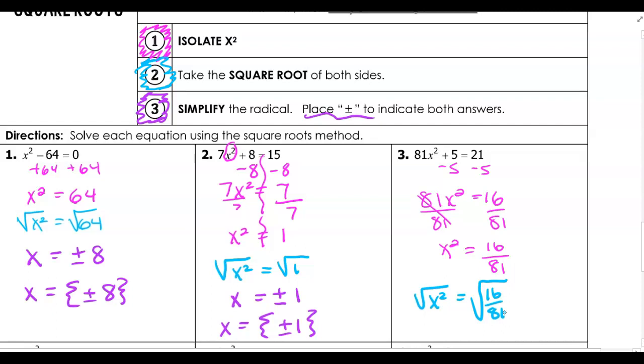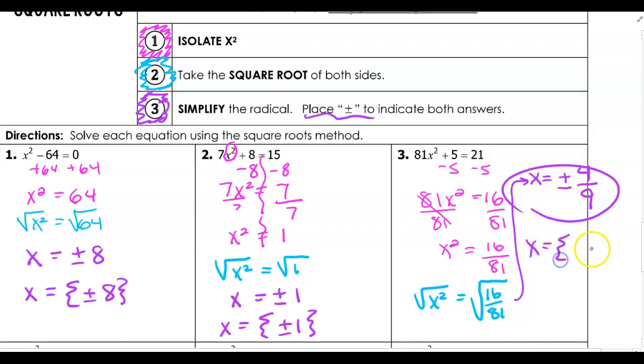And you can square root the numerator, square root the denominator, and we get x equals plus or minus 4 over 9. In set notation, x equals plus or minus 4/9.